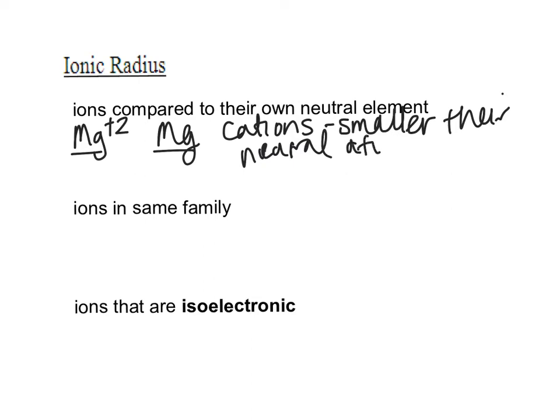Why is that? Well, if you think about it, when it becomes positive, it loses electrons, right? But that then causes the proton to electron ratio to increase. Increased proton to electron ratio means there's more pull, therefore making the particle smaller. Okay, so this is the difference. In pre-AP or in regular chemistry, you just had to say, oh, this one's smaller. You didn't have to say why. Now you have to say why. And you have to talk about the proton to electron ratio every single time.